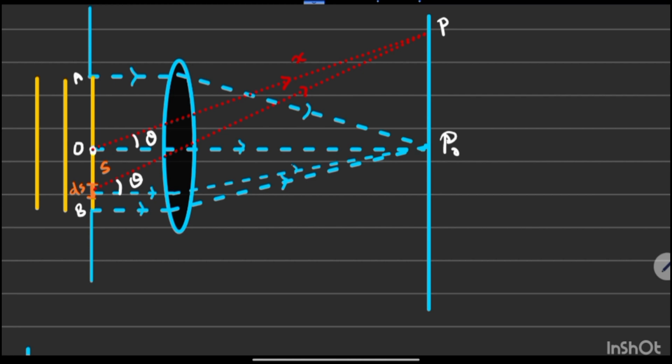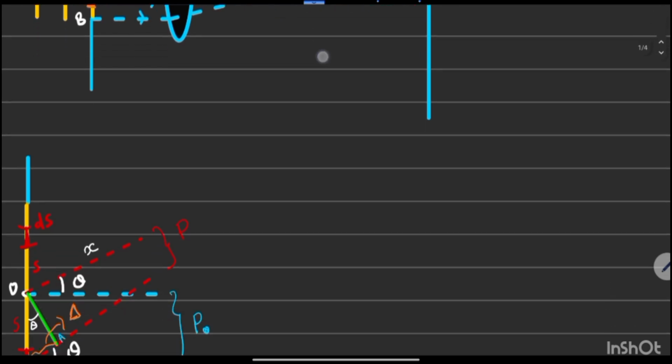One ray which is emerging perpendicular to the slit plane, that is this one, and another ray which is emerging at an angle of theta to the slit plane. So rays that are emerging perpendicular to the slit plane will be focused at a point P naught, that is at the center of the screen, and rays that are emerging at an angle of theta will go to P on the screen. Now here is a small portion of the above diagram.